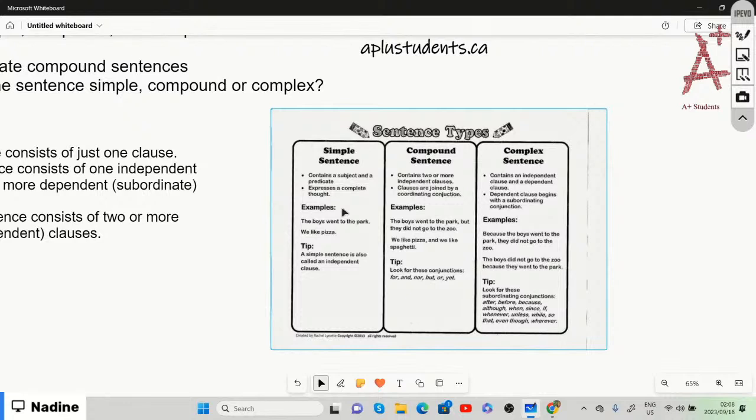Then we have a compound sentence. And a compound sentence contains two or more independent clauses, simple sentences. And the clauses are joined by coordinating conjunctions. And the conjunctions are for, and, nor, but, or, yet. But the more basic ones are and, but, or, so.